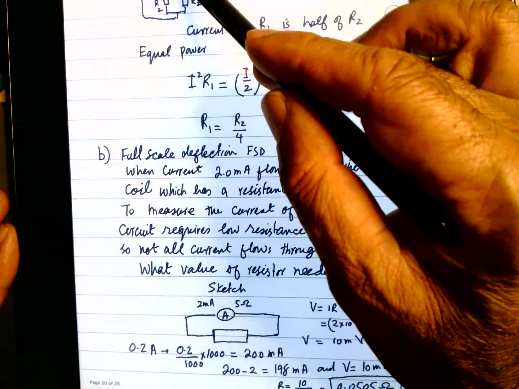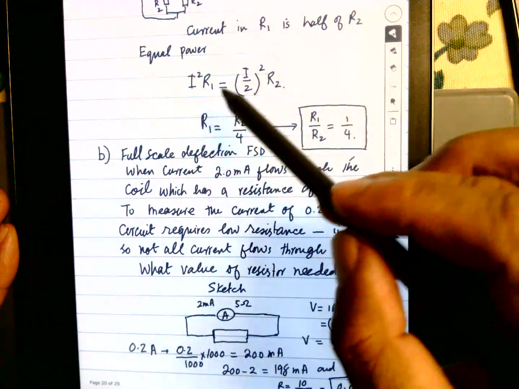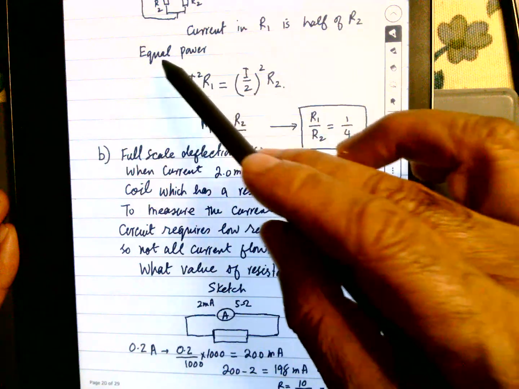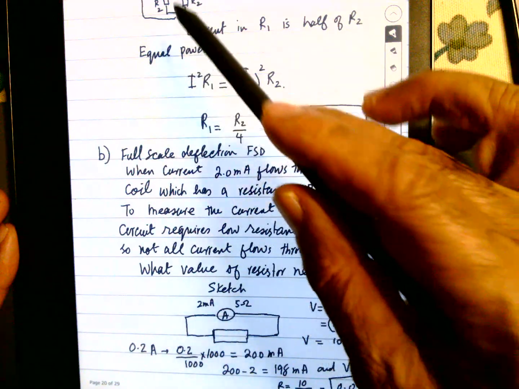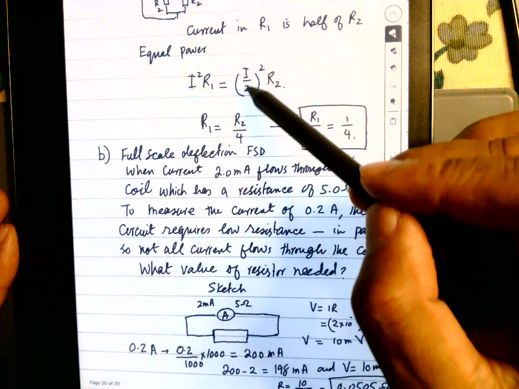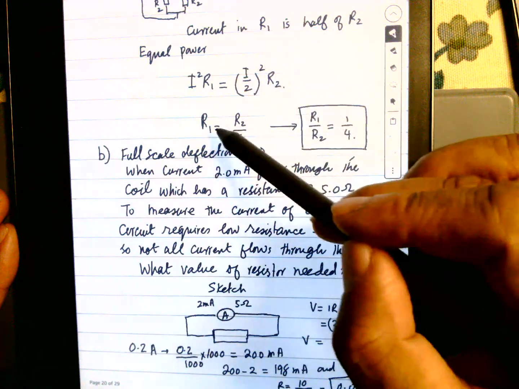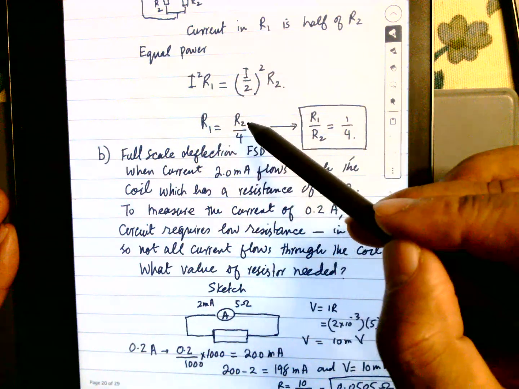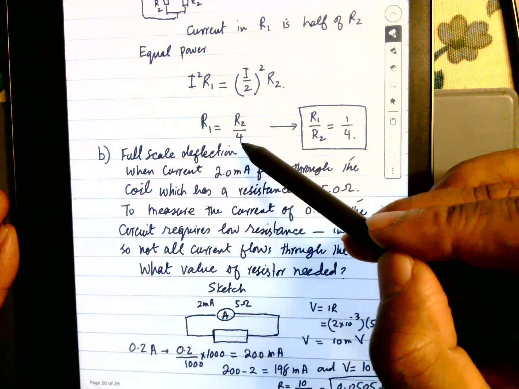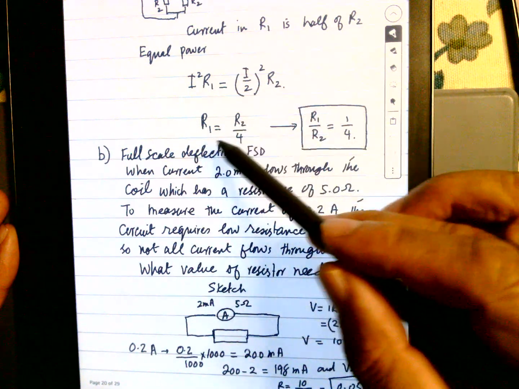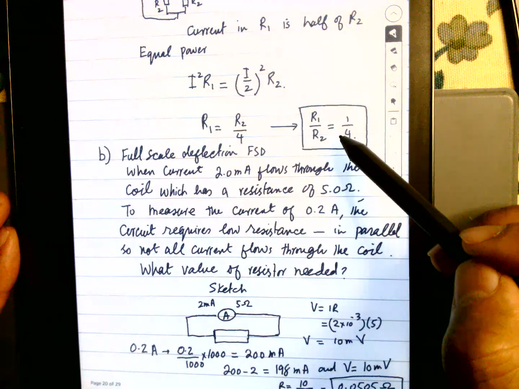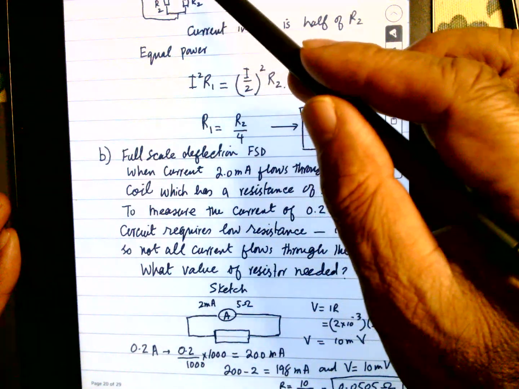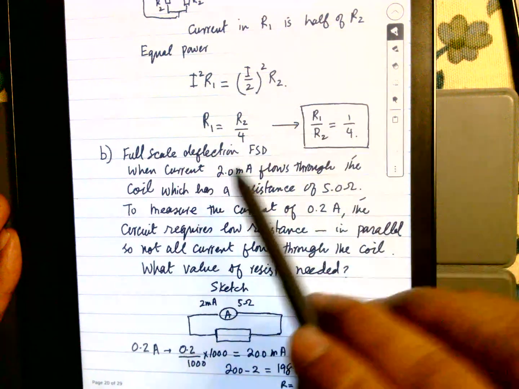So two carts and then a double one, if this is a circuit. So the equal power is I²R1 equals (I/2)²R2. So I cancels, so R1 is equal to R2 by 4. So R1 to R2 is 1 over 4. So the current is half and the resistance is 4 times.